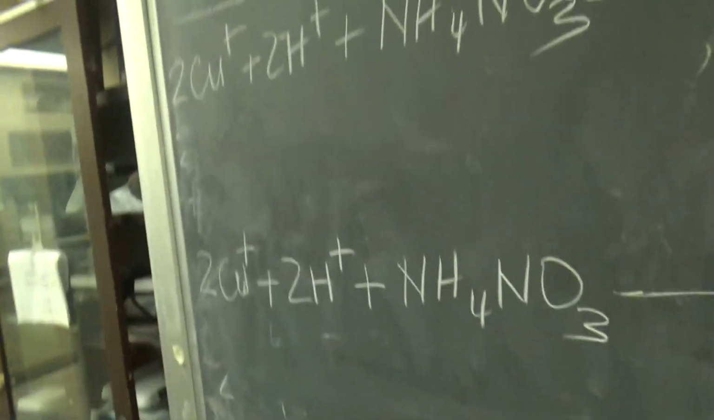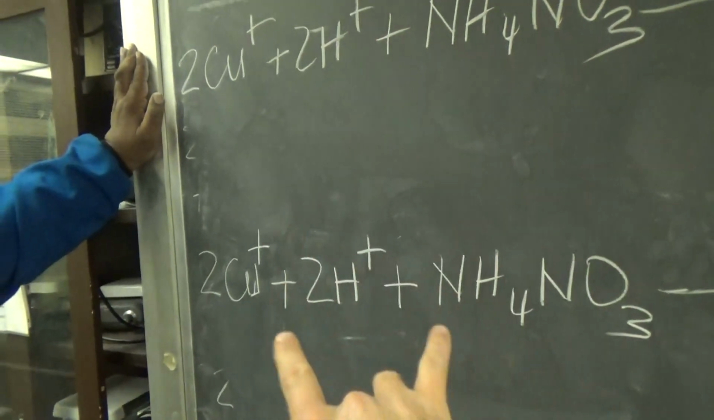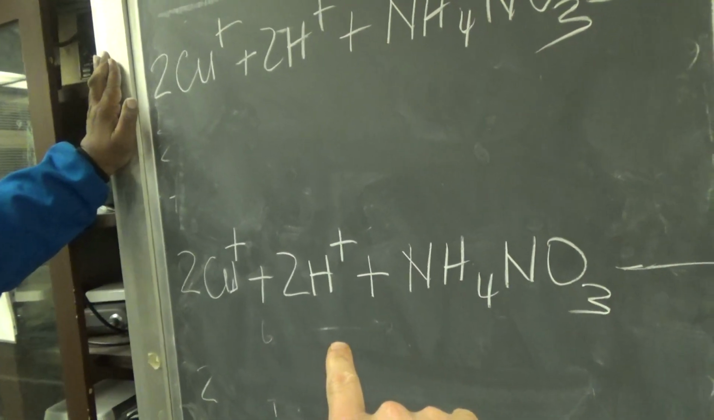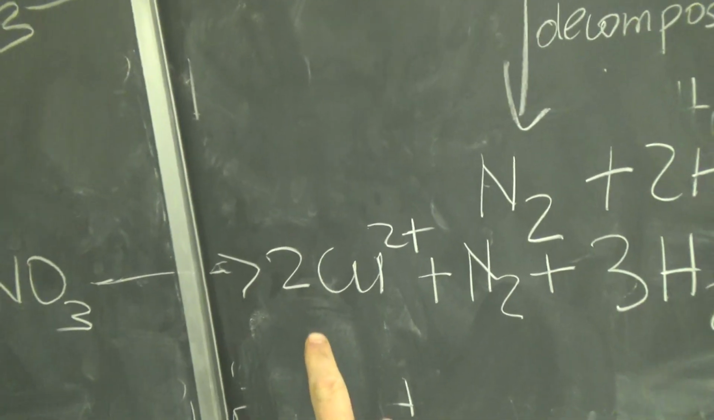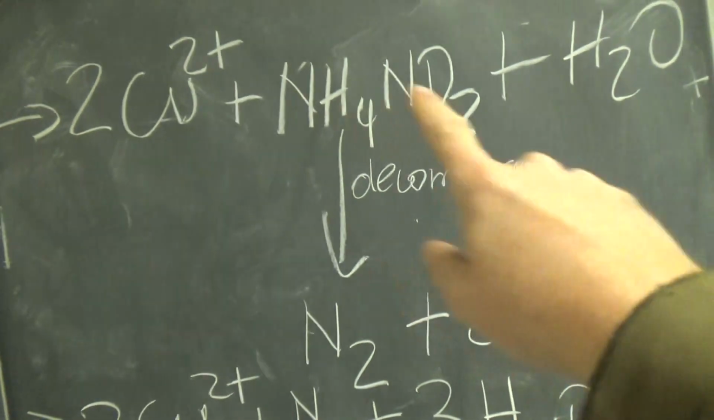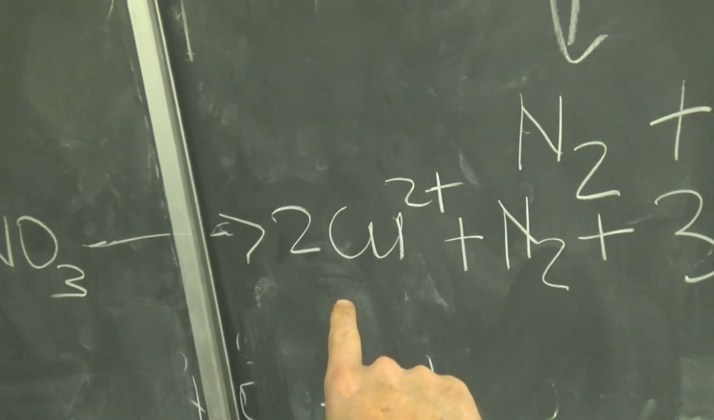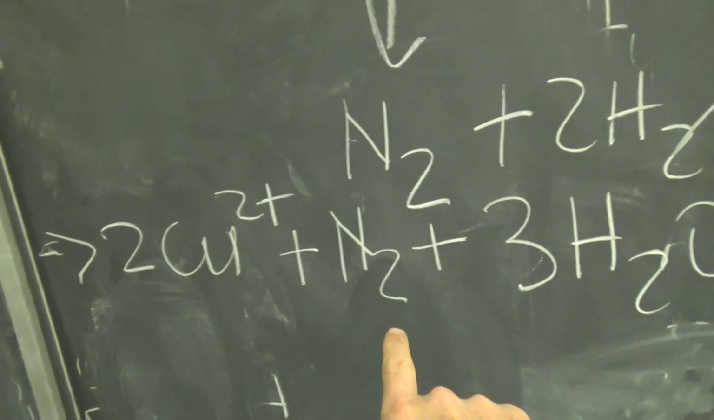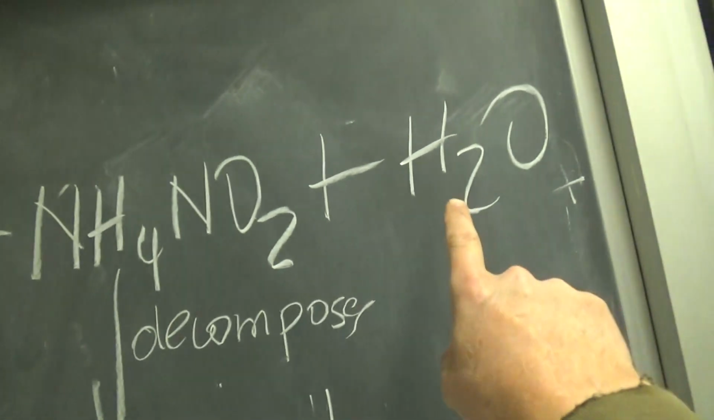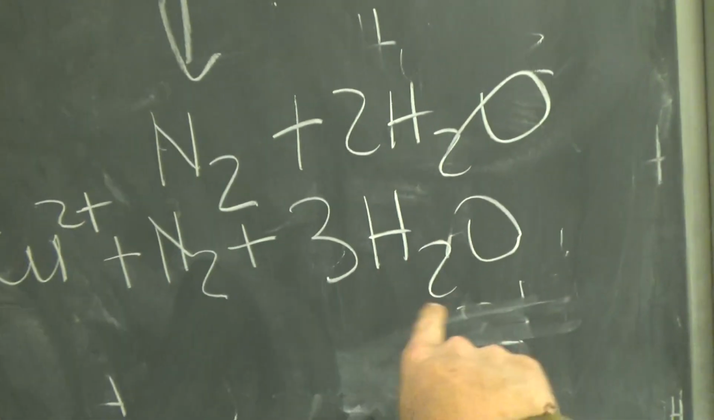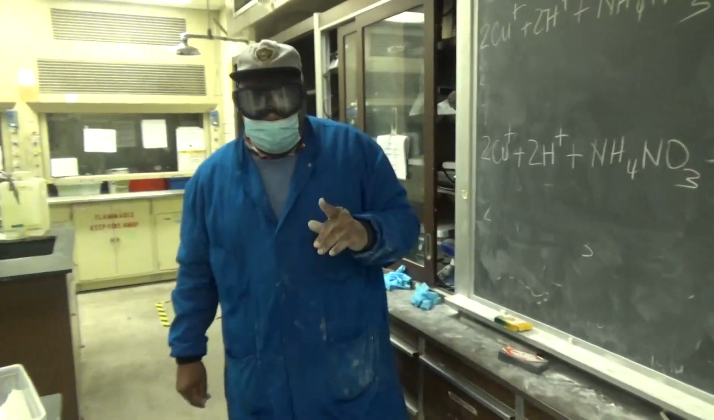So overall, now we just have the same thing basically: 2 coppers, 2 H pluses, ammonium nitrate. Then, if we consider the decomposition pathway of NH4NO2, it just makes 2 copper, 2 H pluses, N2 and 3 H2Os, because you had 2 H2Os plus 1 H2O makes 3 H2Os. So that's cool. That's the overall process. Remember one thing.